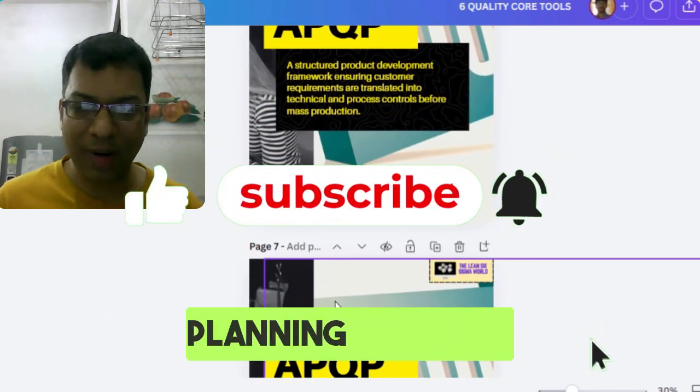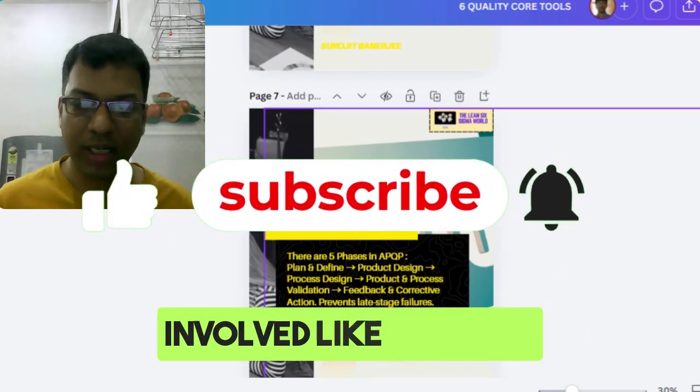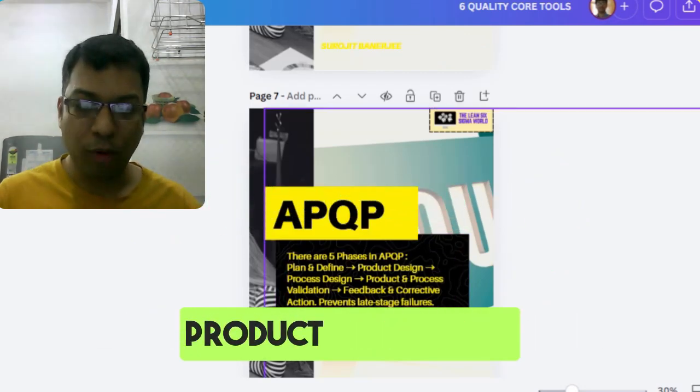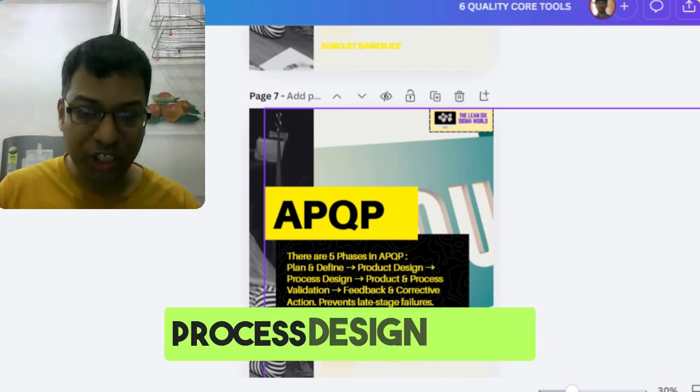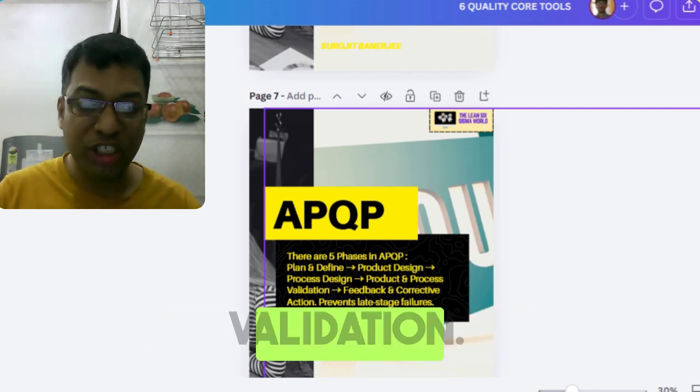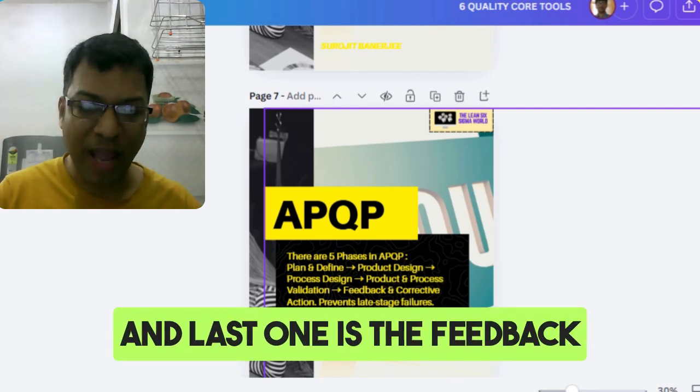In Advanced Product Quality Planning, there are five different phases involved: plan and define the program, then product design, that is design FMEA, process design, process FMEA, product and process validation, and the last one is feedback and corrective actions.